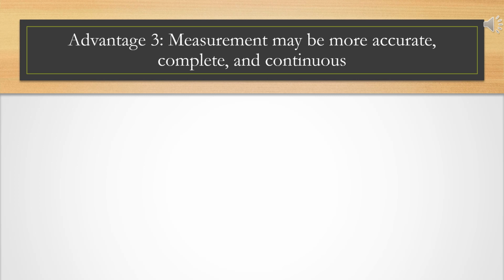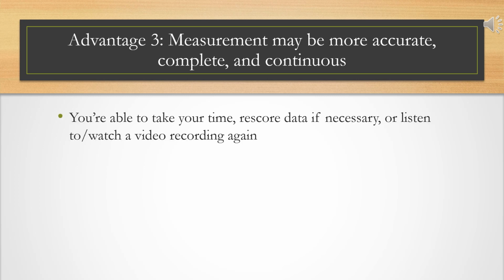The third advantage is that measurement may be more accurate, complete, and continuous. Because permanent product recording relies on a permanent product, you are able to take your time, rescore data if necessary, or rewatch a video recording if applicable. This allows you to clear up any confusion on the occurrence or non-occurrence of behavior.